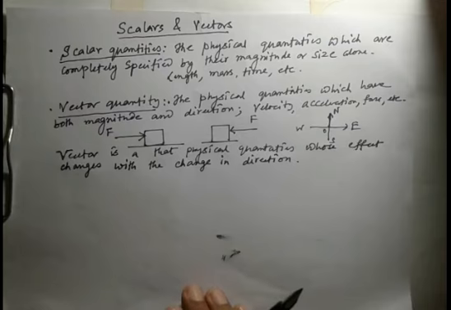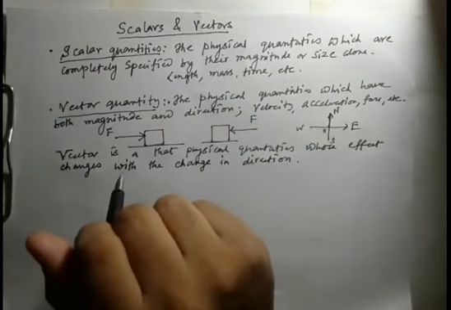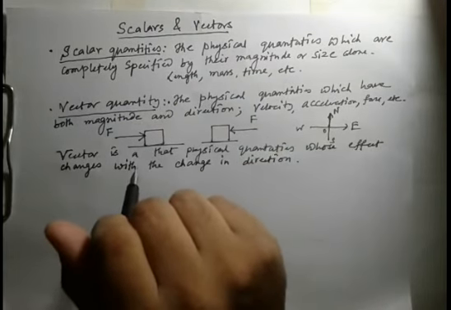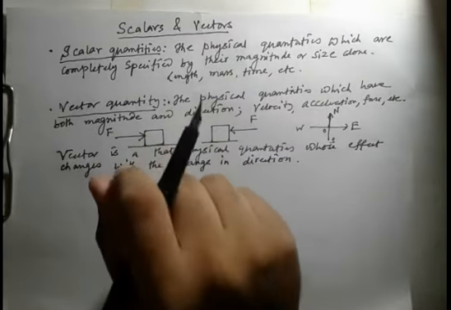Next, a scalar quantity changes with a change in magnitude only, so that you can understand. And a vector quantity changes with a change in magnitude, or with a change in direction, or with both magnitude and direction. It's a very important one.